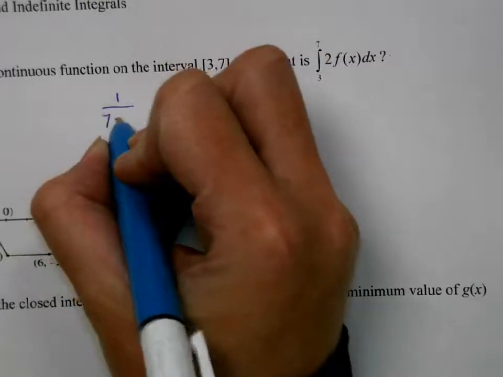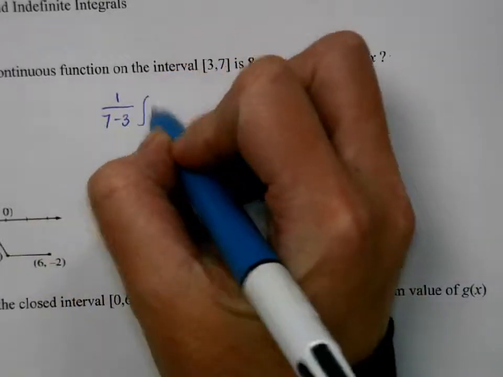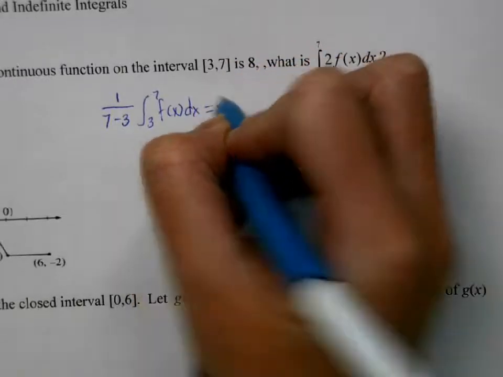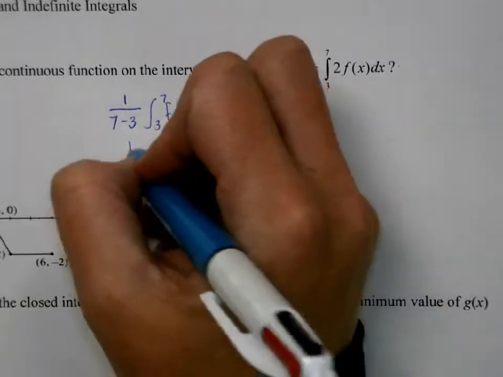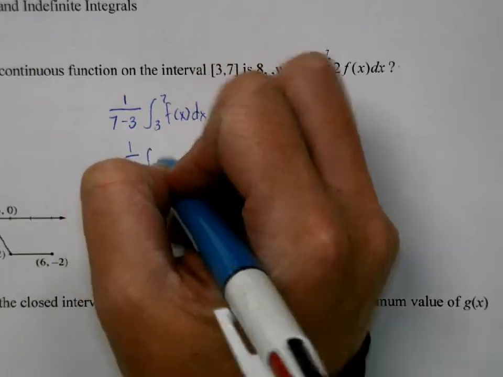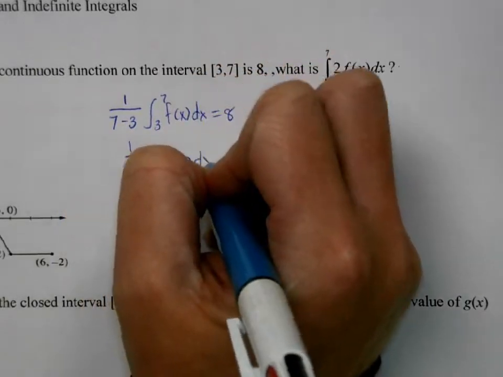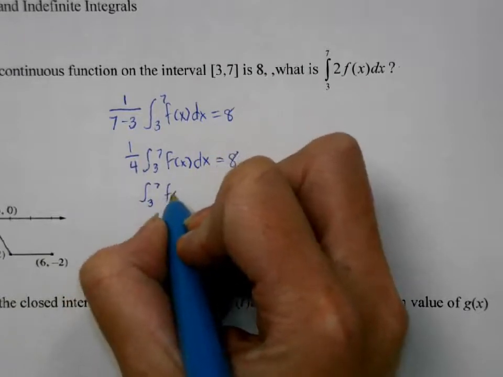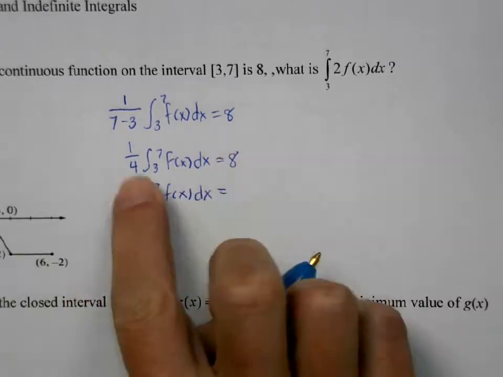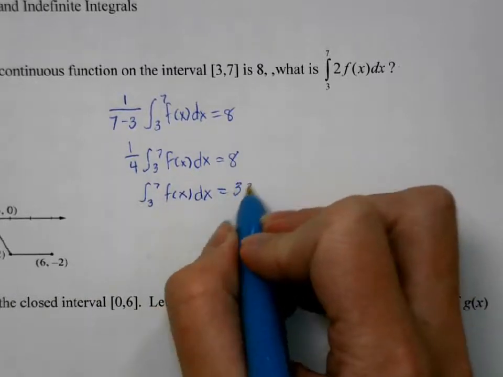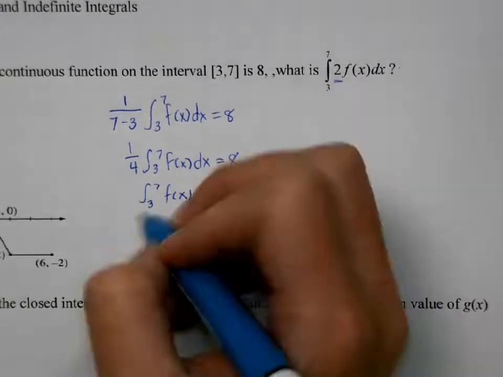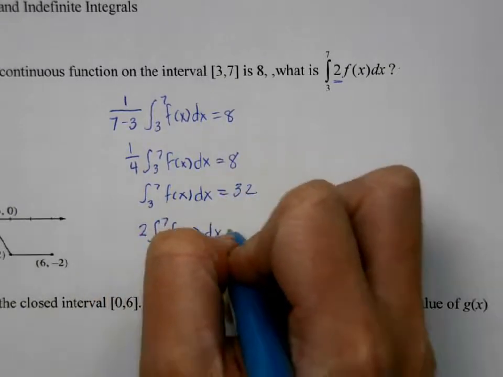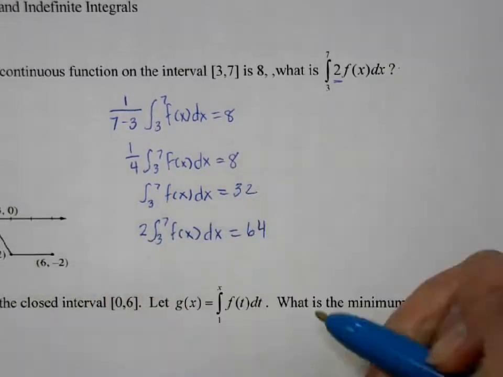That means 1 over 7 minus 3 times the integral from 3 to 7 of f of x equals 8. So that means 1 over 4 times the integral from 3 to 7 of f of x dx is 8, which means the integral from 3 to 7 of f of x, if I multiply that 4 over, is going to be 32. And if I want double that, that's going to be 64.